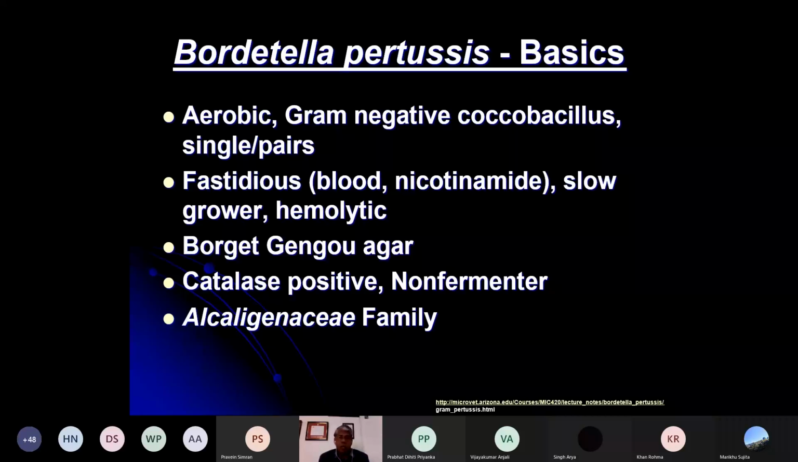It's a fastidious and slow-growing organism, and being fastidious, it requires blood and nicotinamide for its growth. Therefore, it will not grow on nutrient agar, it will not grow on MacConkey's agar, but it will require blood agar or chocolate agar to grow on. And on blood agar, the colonies are hemolytic in nature.